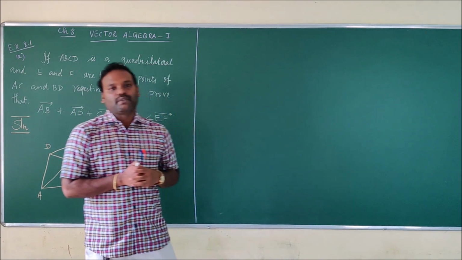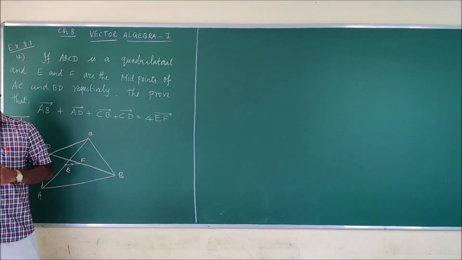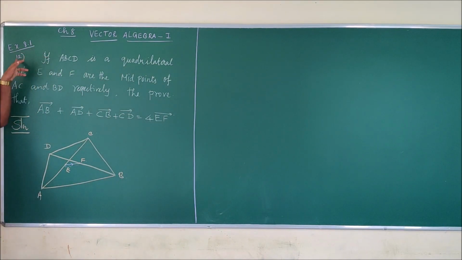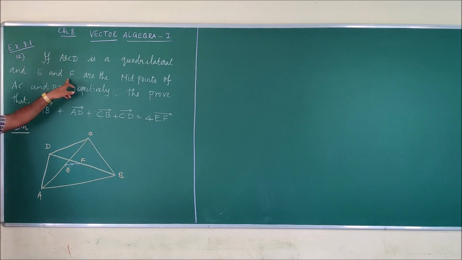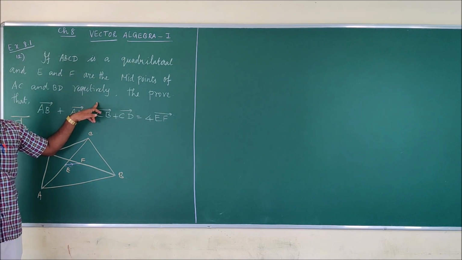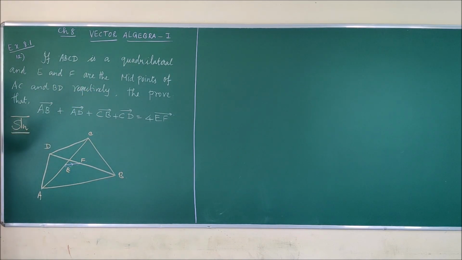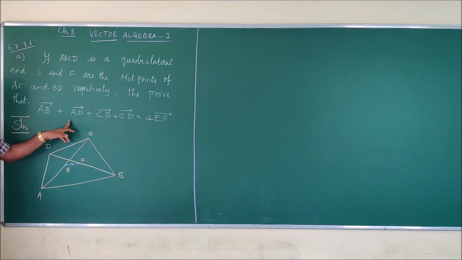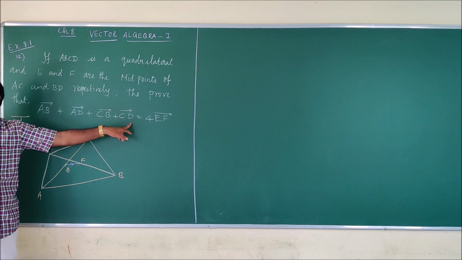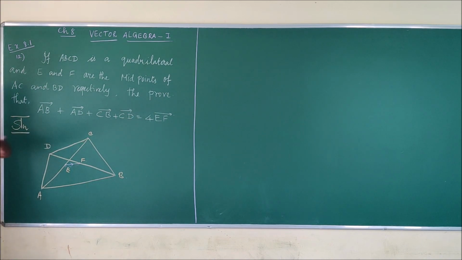Now I am going to start with the 12th problem of Exercise 8.1. If ABCD is a quadrilateral and E and F are the midpoints of AC and BD respectively, here AC and BD are the diagonals, then prove that AB vector plus AD vector plus CB vector plus CD vector equals 4 times EF vector. This is what is given in the problem.